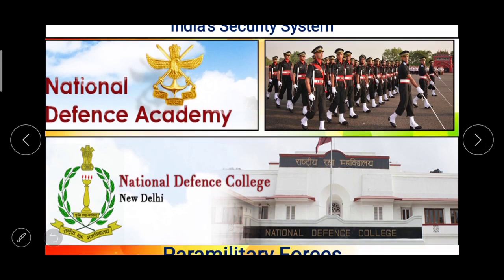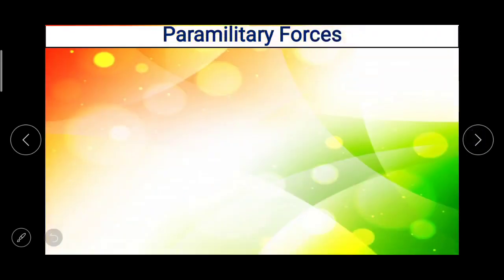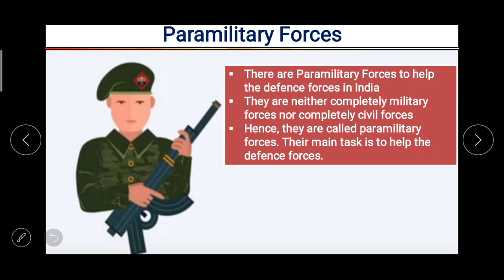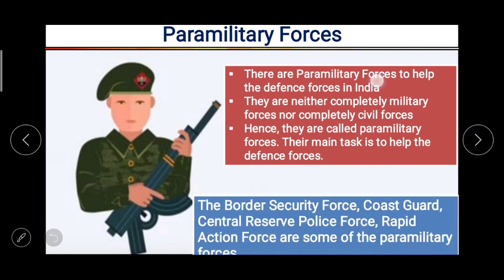Now the next point, paramilitary forces. Very important. There are paramilitary forces to help the defense forces in India. They are neither completely military forces nor completely civil forces, and hence they are called paramilitary forces.